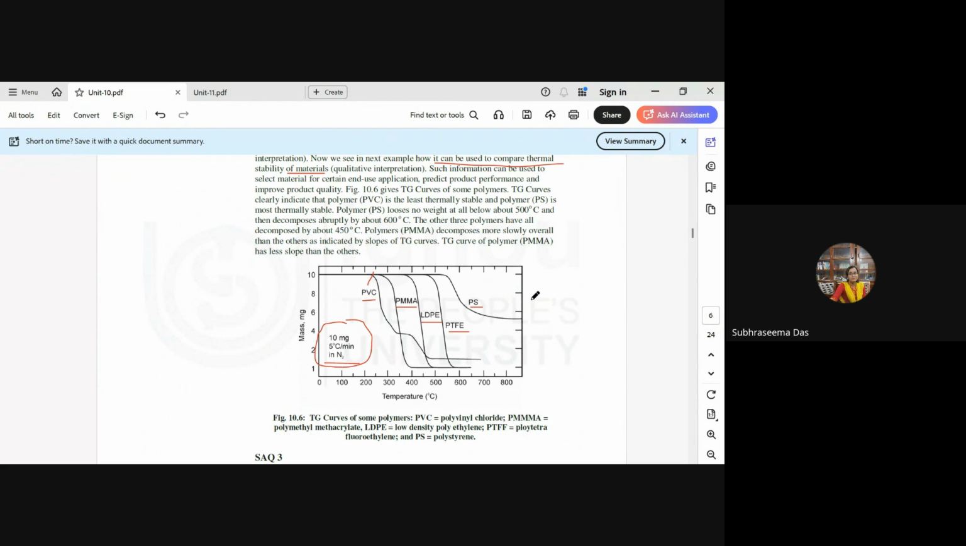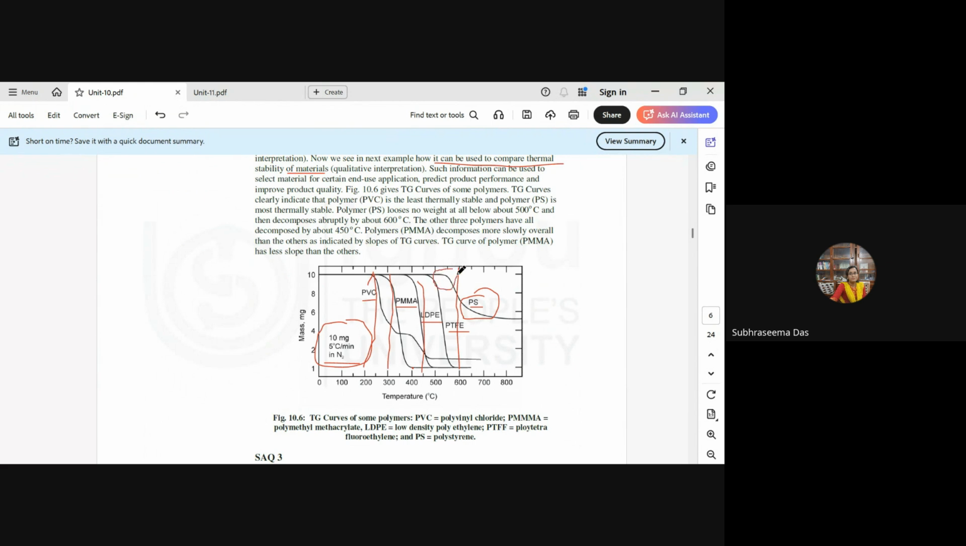If we look at PVC, that is polyvinyl chloride, it is the lowest, almost corresponding to 200 degrees centigrade. Then if we look at PMMA, it slightly increases and probably goes to 300 degrees centigrade. Similarly for LDPE, that is low density polyethylene, it increases to about 450 degrees centigrade. Then if we look at polystyrene, the decomposition temperature goes well beyond 550 degrees centigrade at this point.